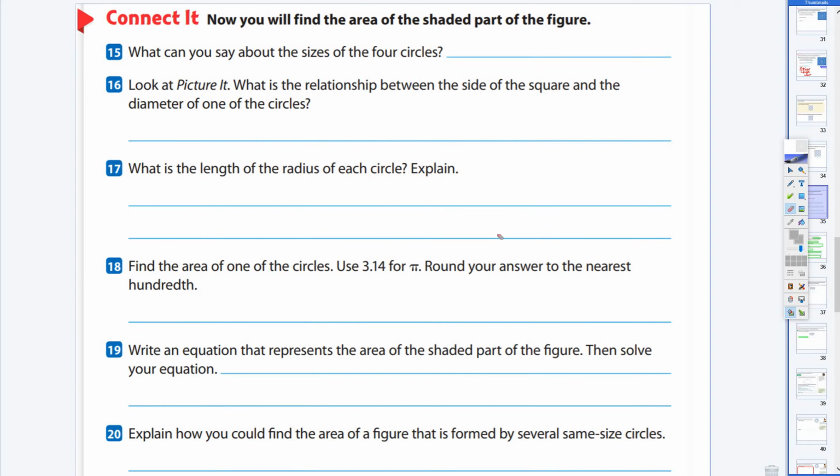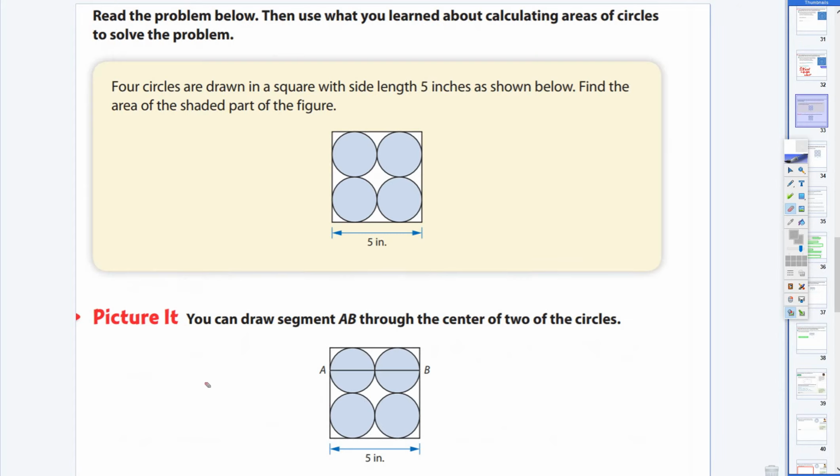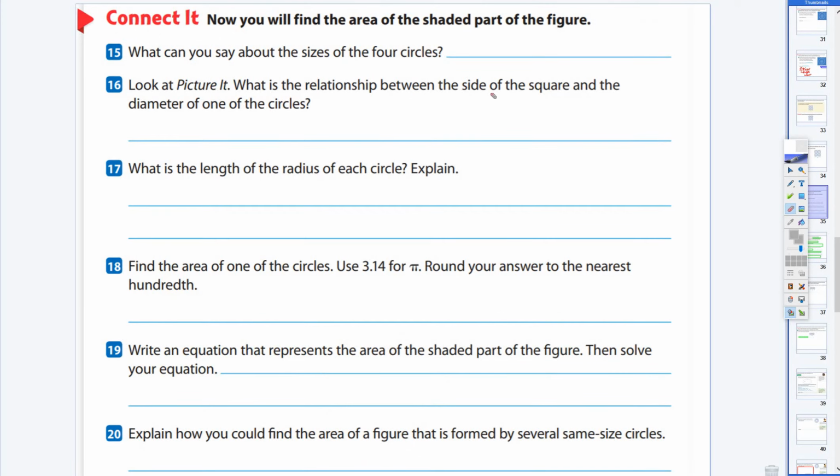What can you say about the sizes of the 4 circles? We pictured it, and we did that. You guys can go back to that. What is the relationship between the side of the square and the diameter of one of the circles? And again, we did that. So you can go back and see what we did. These, again, are all helpful clues. What is the length of the radius of each circle? And then please explain your work. Find it, and we did that as well. Find the area of one of the circles, which again we did.